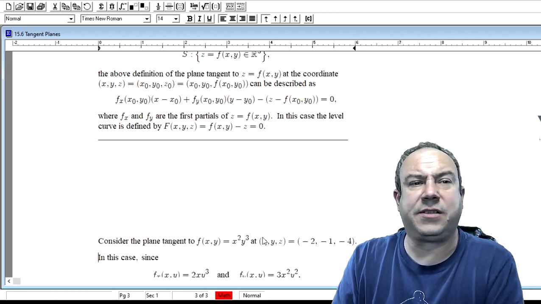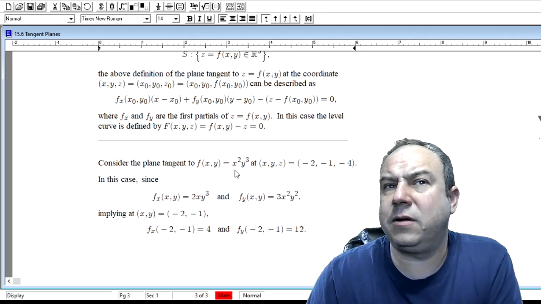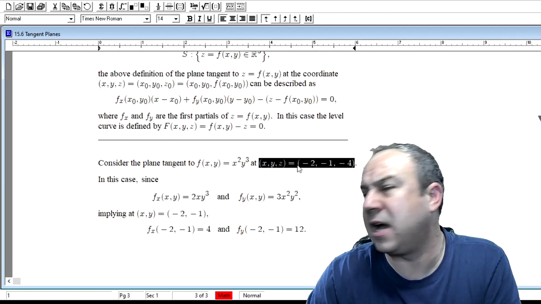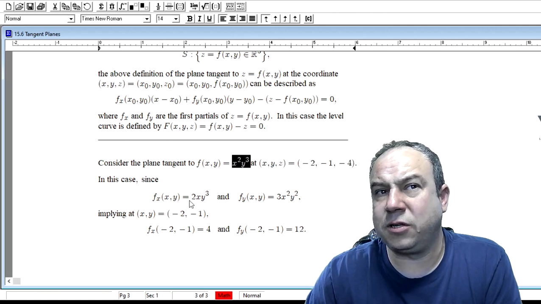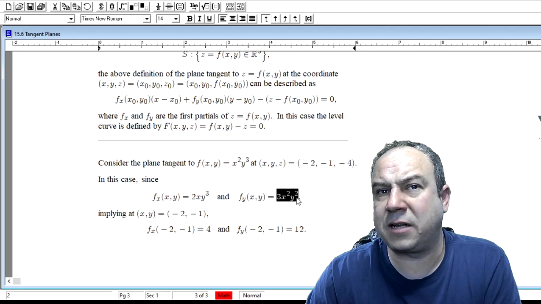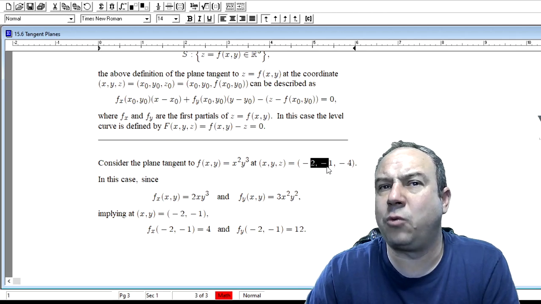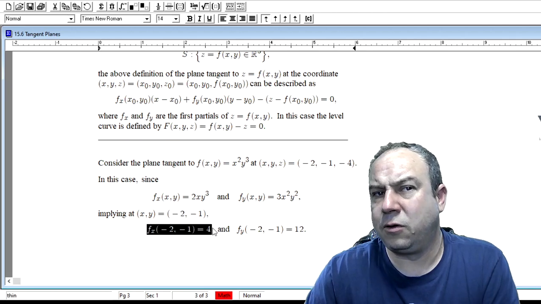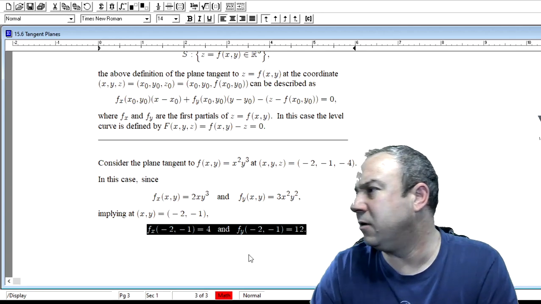All right. Consider the plane tangent to the curve f of x comma y equal to x squared y cubed at this coordinate x, y, z equal to -2 comma -1 comma -4 in value. In this case, we take the partial of this with respect to x, we get 2xy cubed. If we take the partial of little f with respect to y, we get 3x squared y squared, implying at the xy location of -2 comma -1, those first partials produce 4 and 12 respectively for x and y.